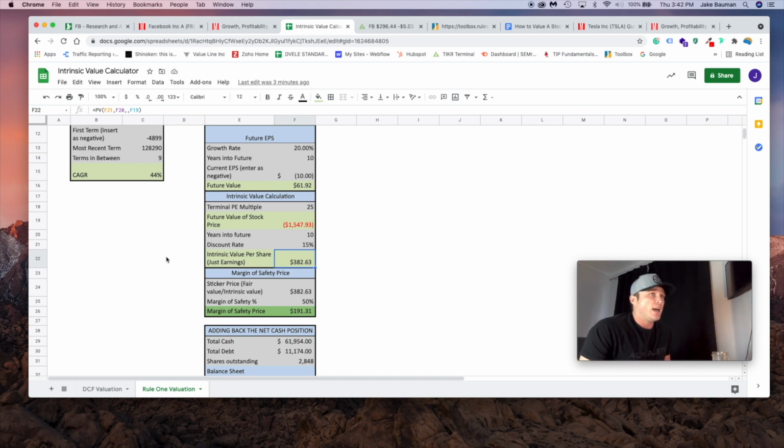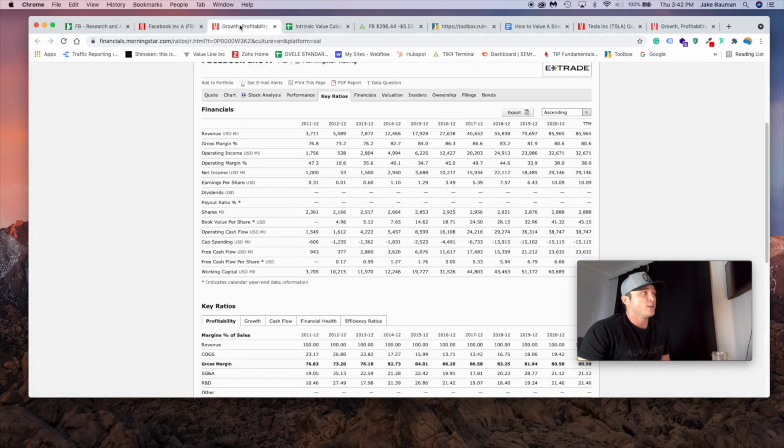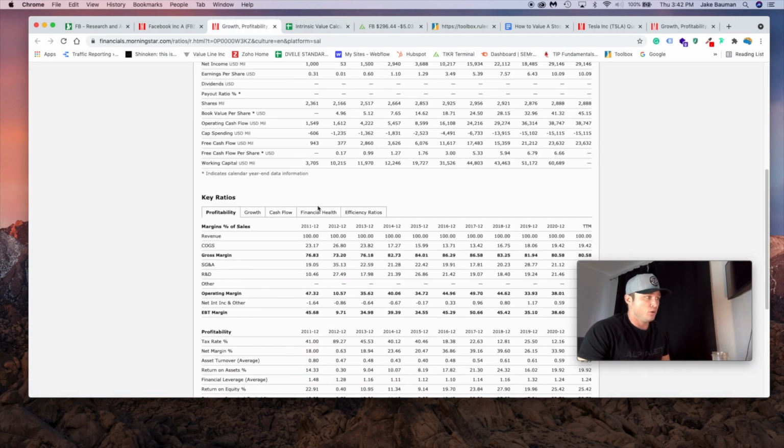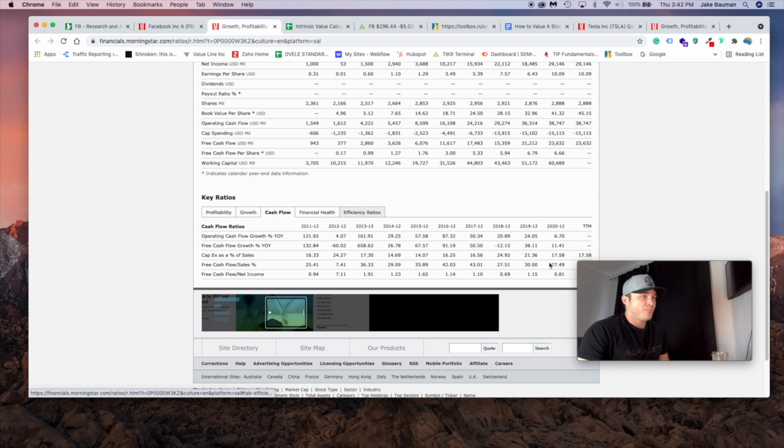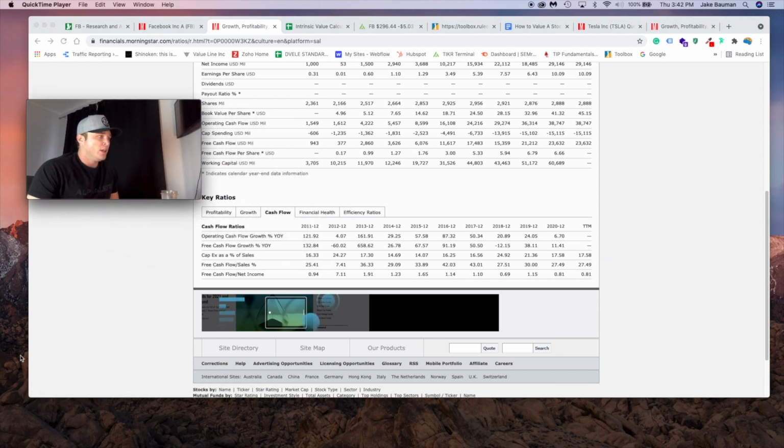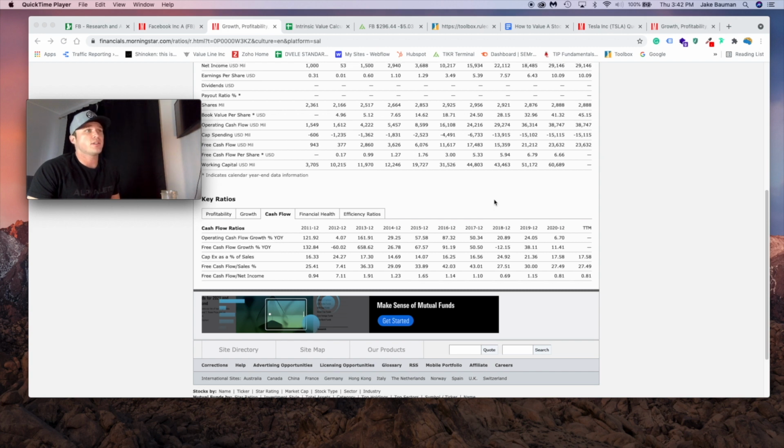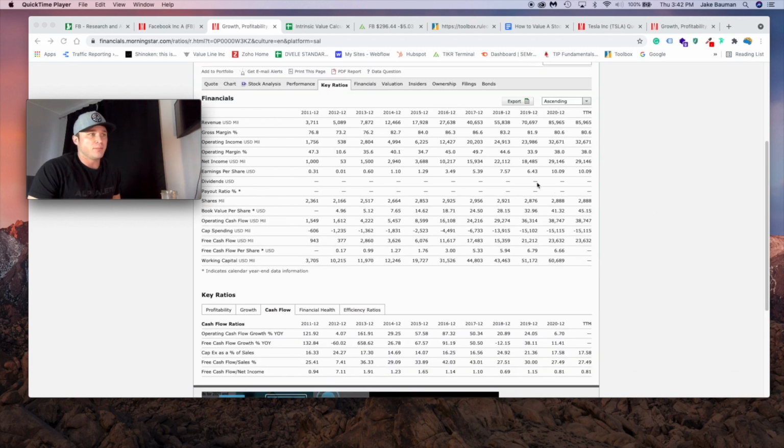The one thing I would advise you to look at before you do this is to look at a ratio in Morningstar. I think this is really cool. You go to cash flow and you look at the free cash flow to net income. If it is around a 1, that is solid. You can use this valuation technique because that means the accounting jargon isn't being manipulated.